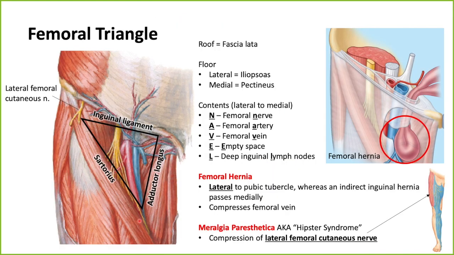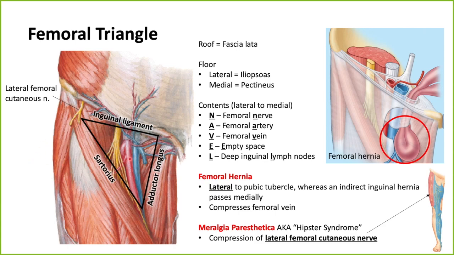All right, femoral triangle. So you need to know the roof, the floor, and the contents of a femoral triangle. The roof would be that fascia lata. And then the lateral femoral cutaneous nerve is going to come out on the side, and that's causing that syndrome. If it's pressed on, then you're going to lose lateral sensation to the thigh. So that one's coming on the outside portion.